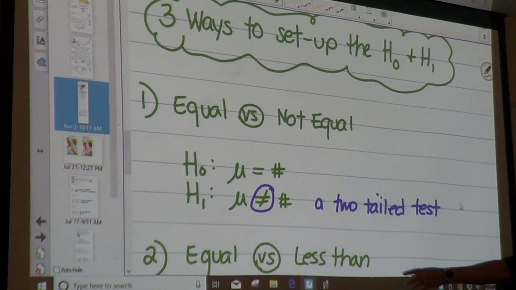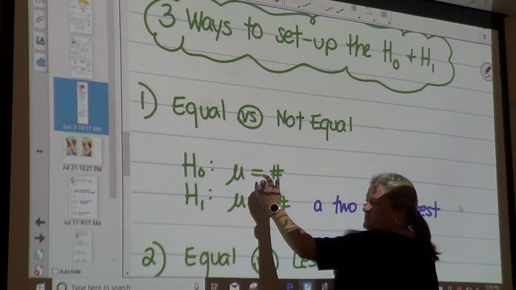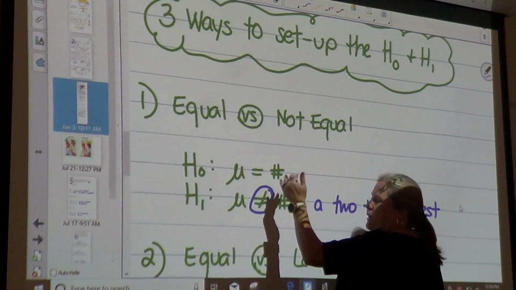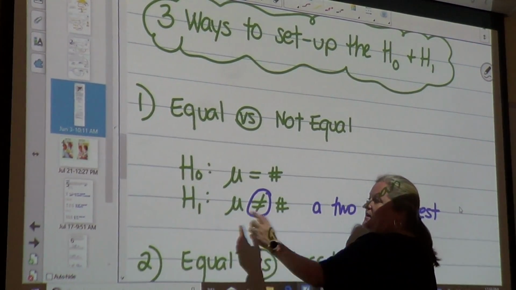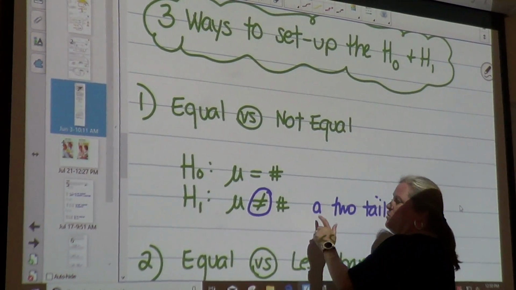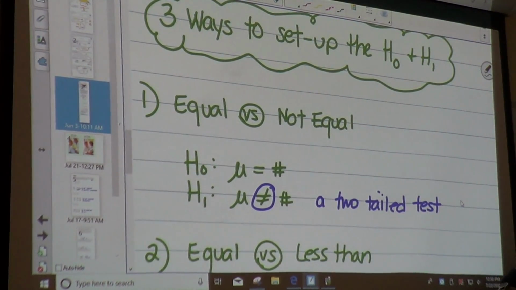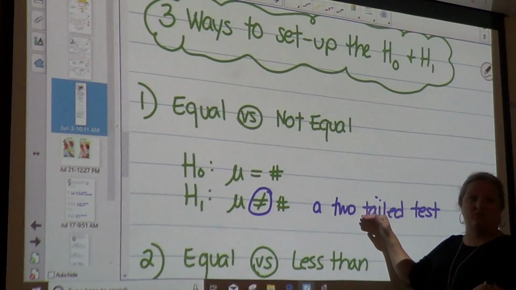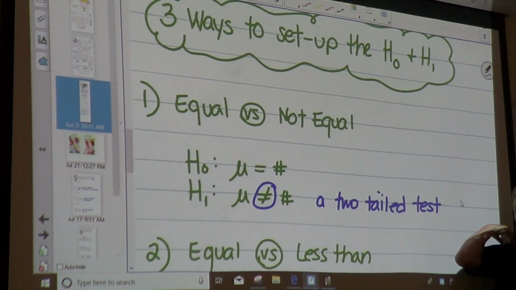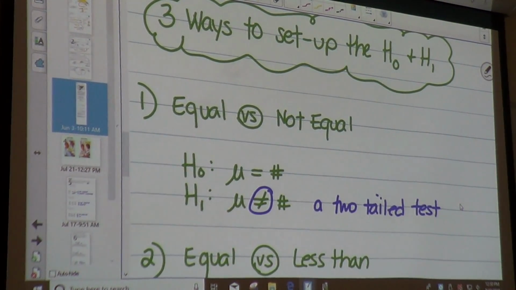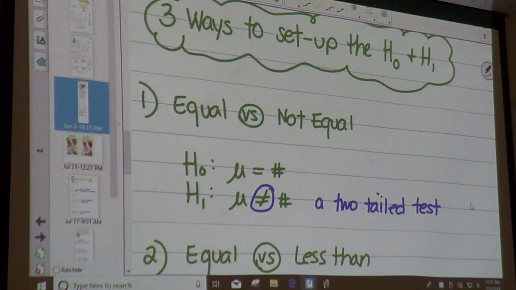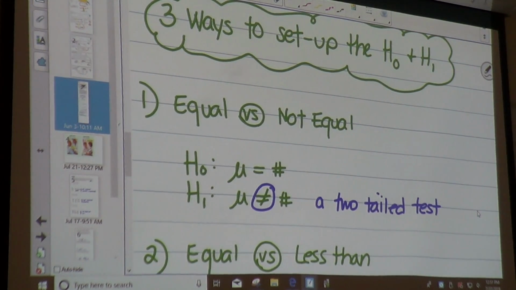Your H naught is always going to be equal. This is showing you an equal versus a not equal, which is going to give you a two-tailed test. An equal and a not equal gives you a two-tailed test. Your H naught is always your equal, and your H1 is going to determine the type of test.